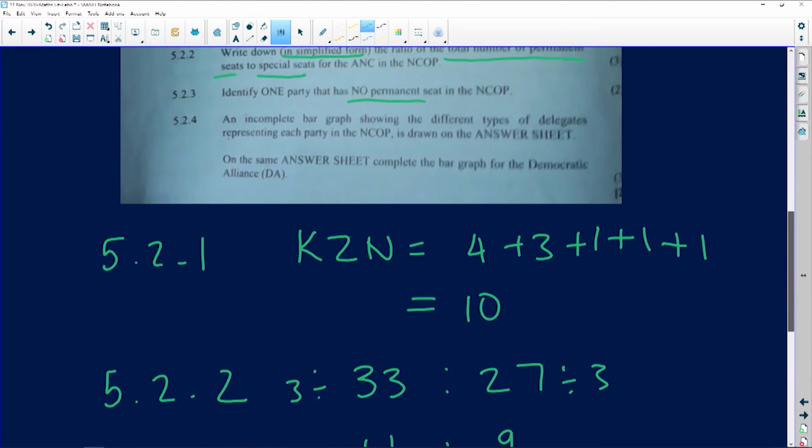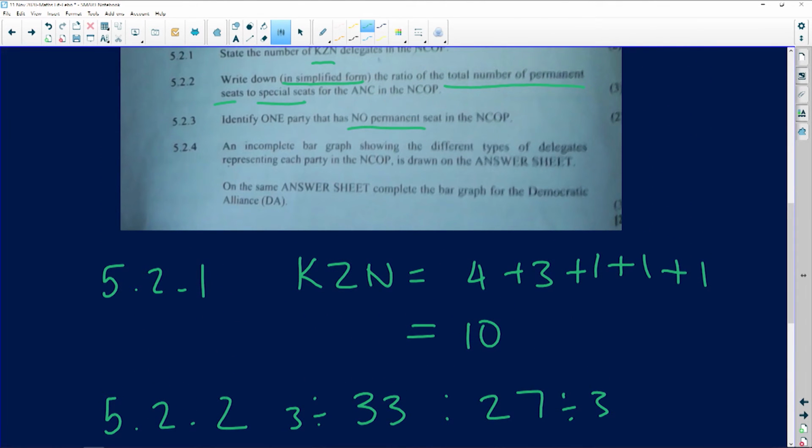5.2.4, since we still have the questions up here: an incomplete bar graph showing the different types of delegates representing each party in the NCOP is drawn on the answer sheet. So we don't have an answer sheet that has been given to us of that bar graph. It says to us here, on the same answer sheet, complete the bar graph for the Democratic Alliance.